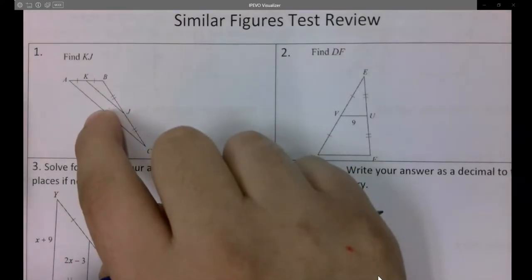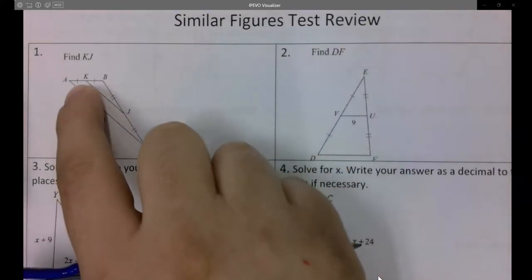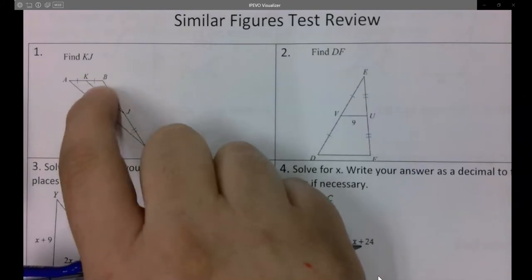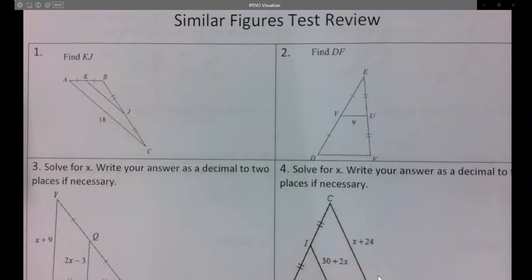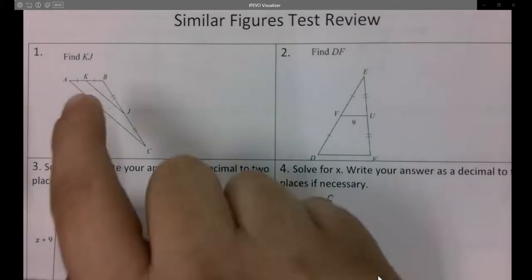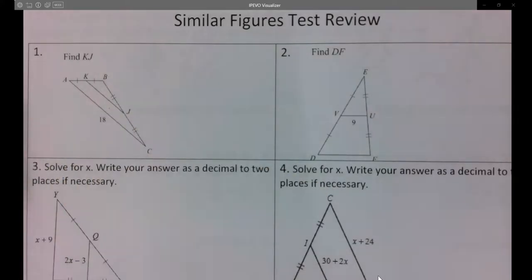it is the mid-segment of the other two sides, I can tell that because I have congruent sides here and congruent sides here, that the mid-segment is half the length of the parallel side.